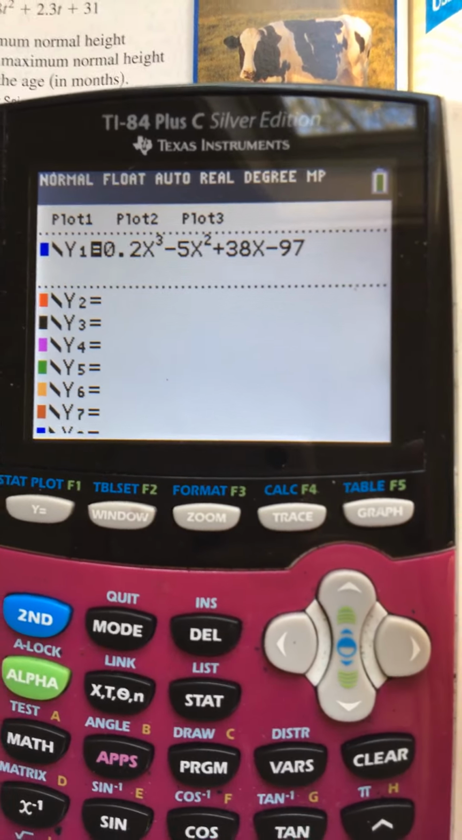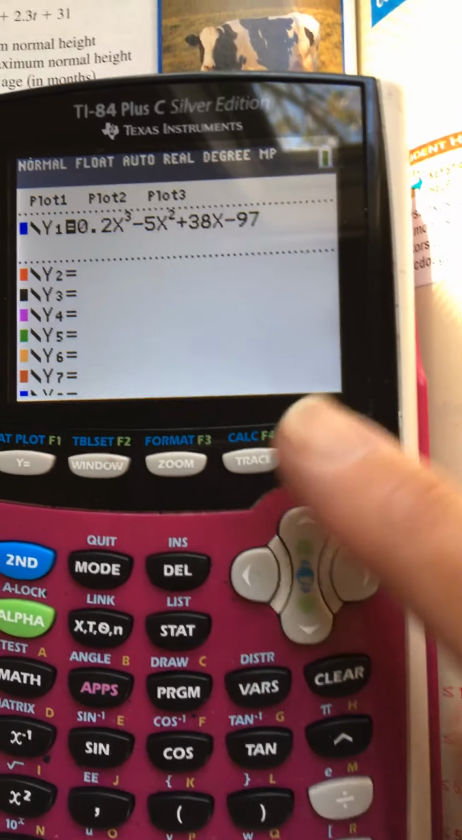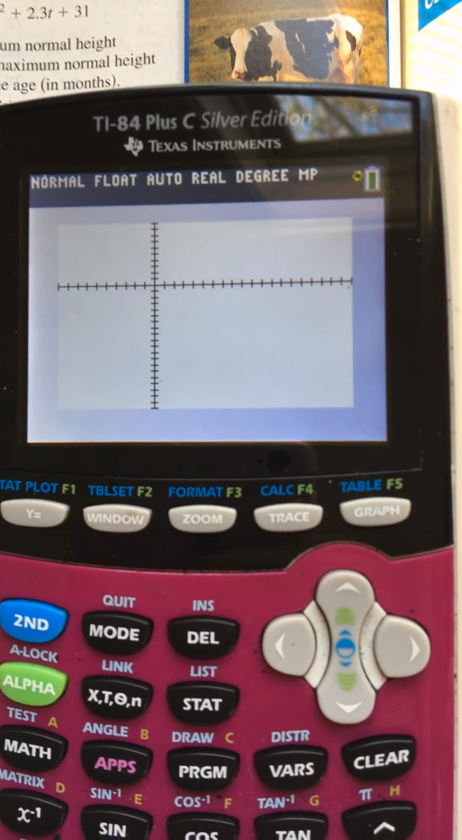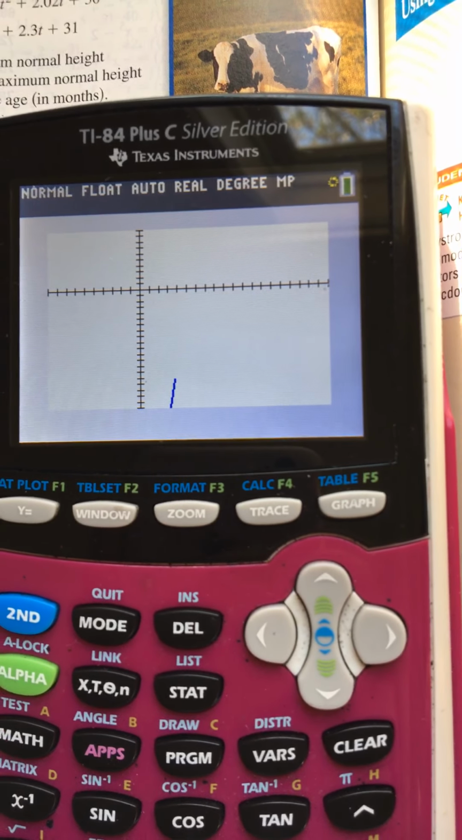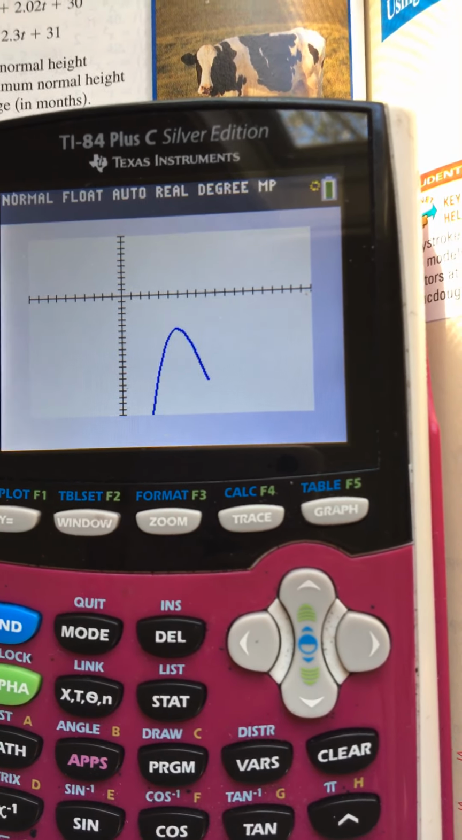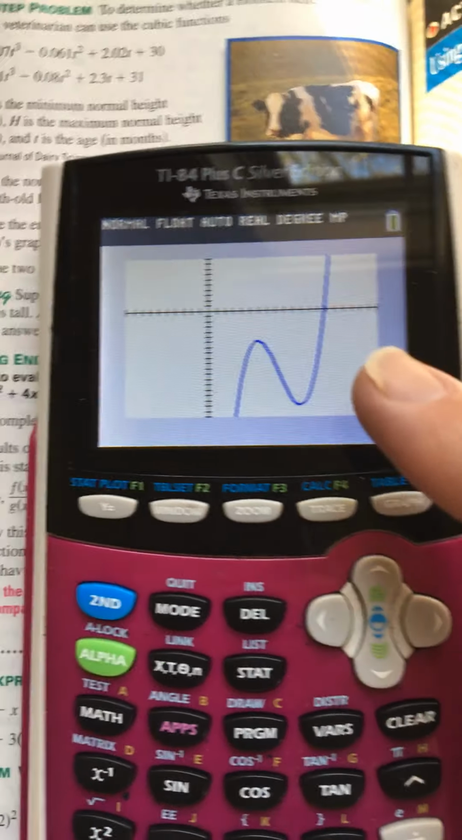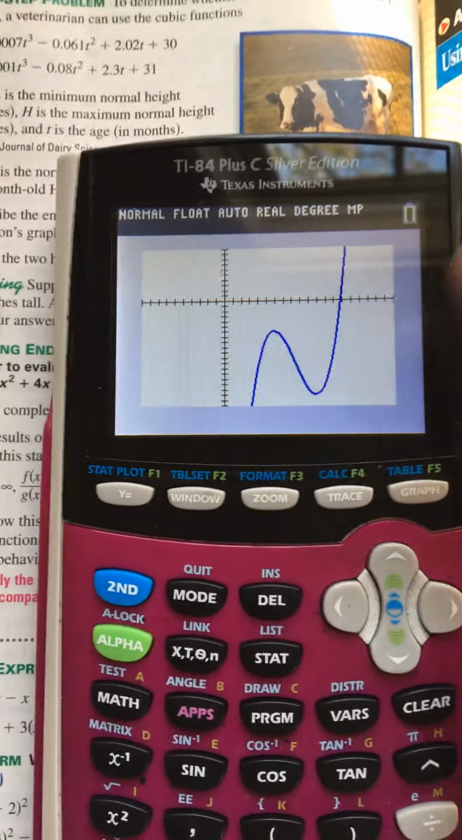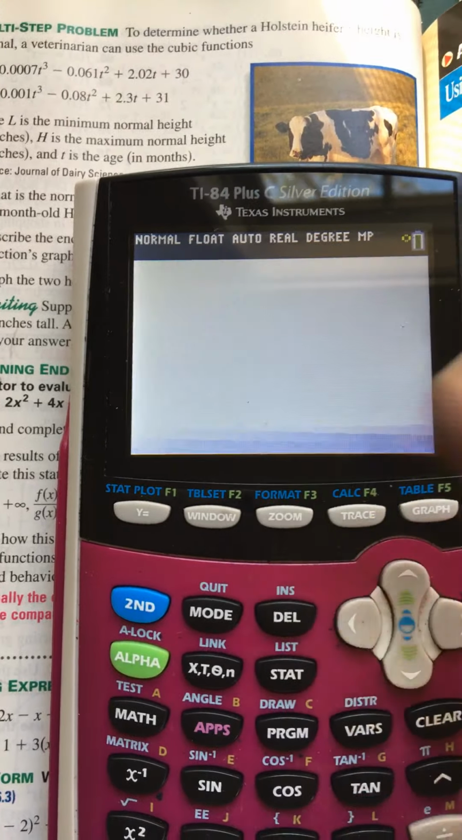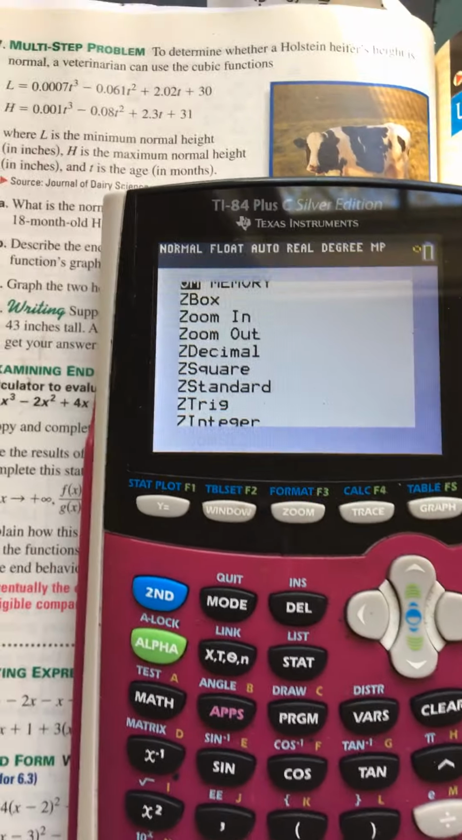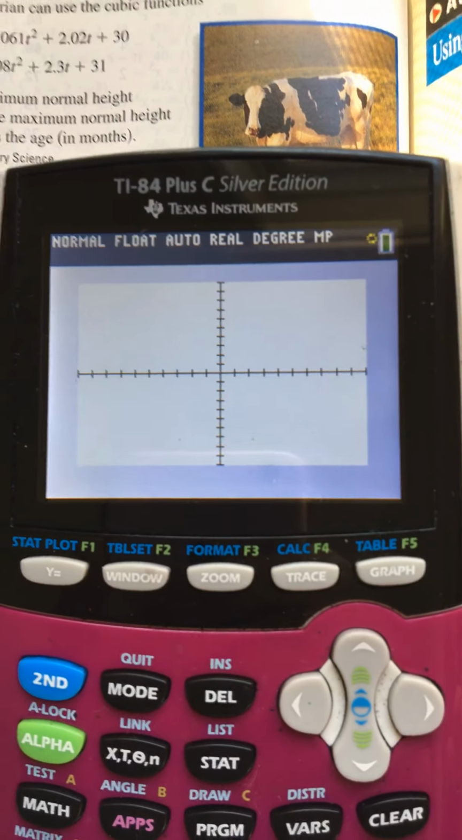Now what I always do first is I live on the wild side, and I'll just hit graph and see if it comes up with the graph. And actually I have a pretty good window here, but it's because I've been messing with my calculator. But let's pretend you just had the regular window in. I just hit zoom, and number 6 is standard. Okay, this is your regular window.